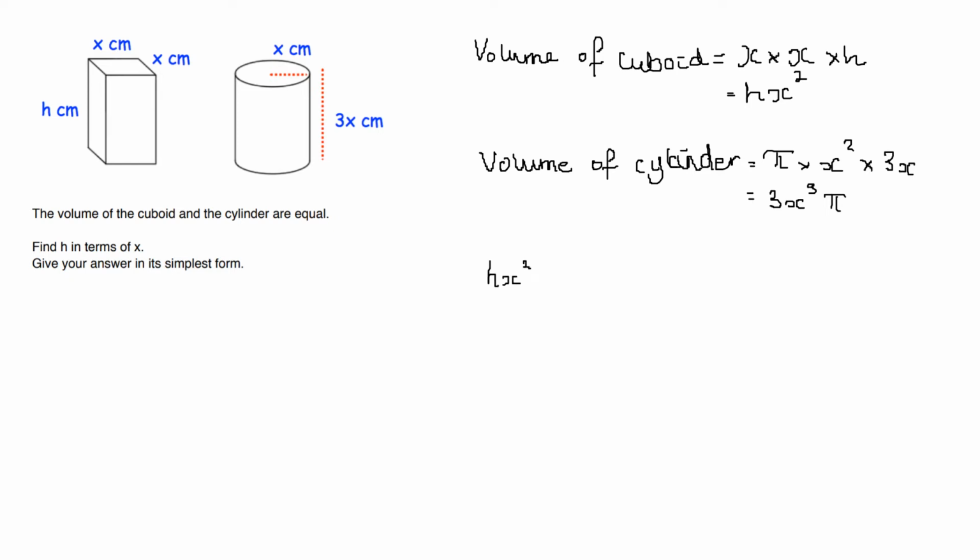Now I'm told that the volume of the cuboid and the volume of the cylinder are equal. So I can put the volume of my cuboid, which is h x squared, as equal to 3x cubed pi, which is the volume of my cylinder.